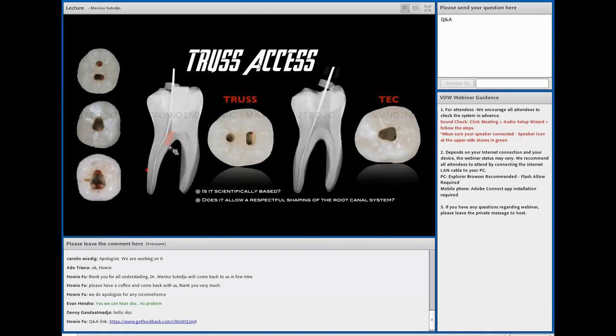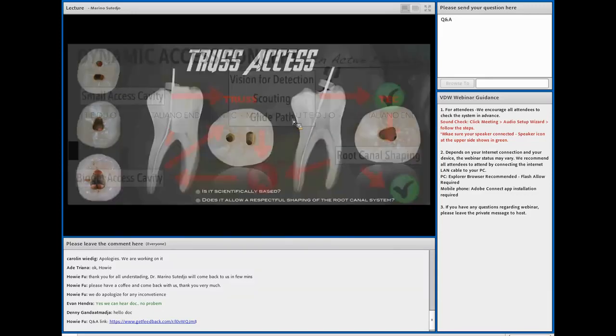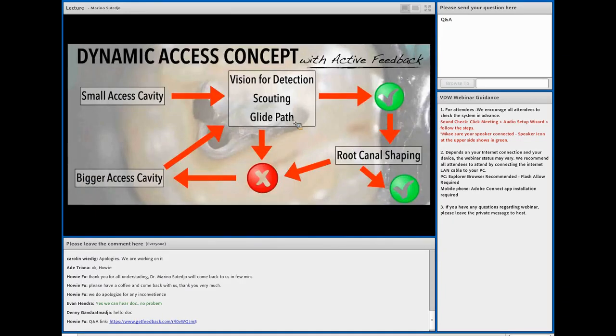As you can see here, by doing truss access, and this is the traditional, you can see the instrumentation we do in our root canal is very limited. If you don't do it carefully, you might have a fracture here because there is more coronal interference in the truss access compared to the coronal interference in the traditional access cavity. So actually, is it really that good?